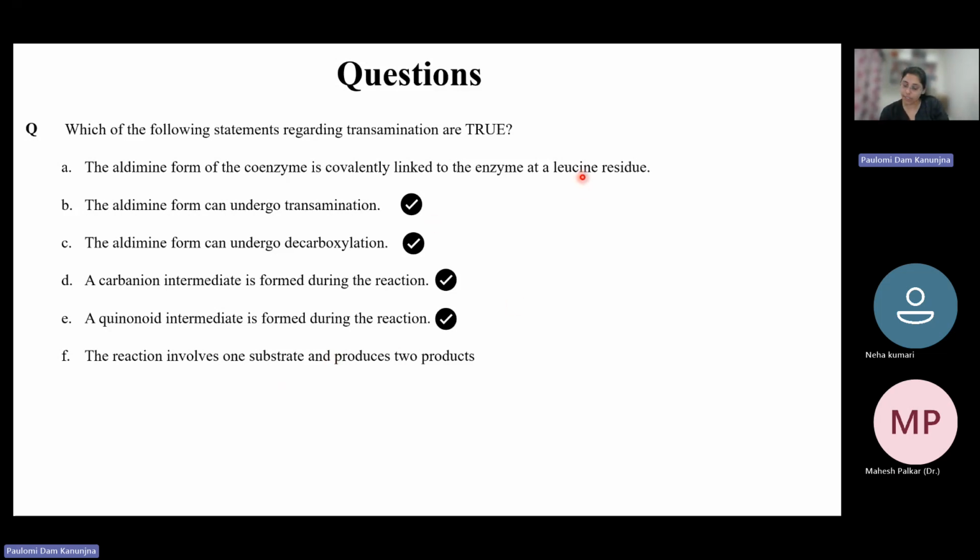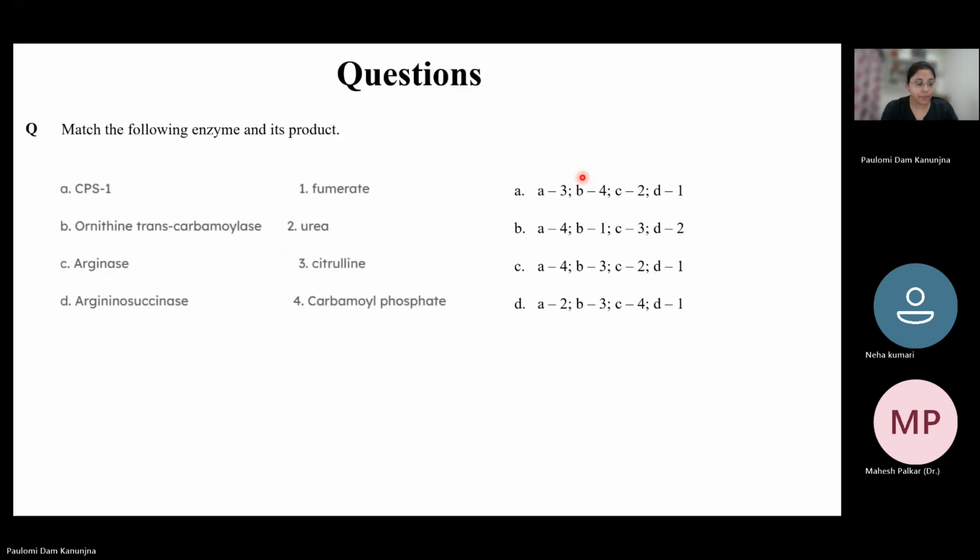This one is lysine, right? Okay, and this one now. Very easy question. It basically says that you have the enzyme on your left side and the product on its right. So CPS is carbamoyl phosphate, and the name suggests what it is. Ornithine transcarbamylase. What is the next component which is formed after ornithine? Arginase and argininosuccinase. These are all intermediates that we have seen in either the Krebs cycle or the urea cycle, and we know these names so far.